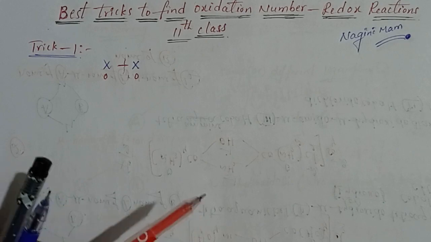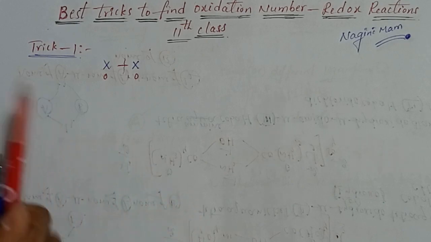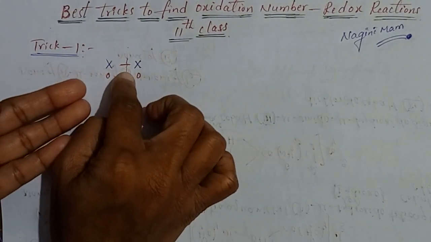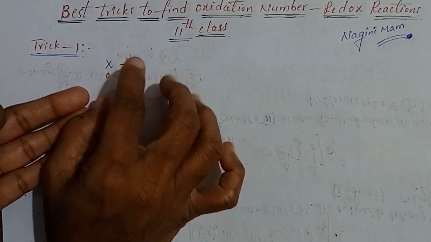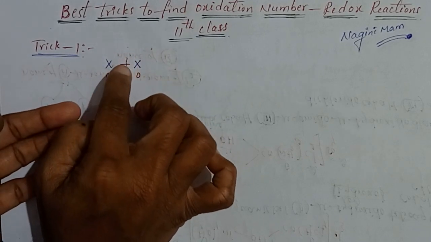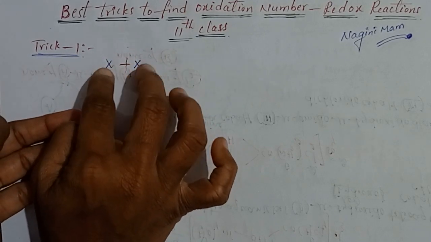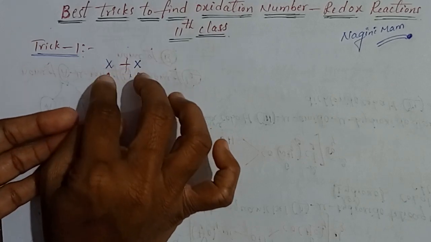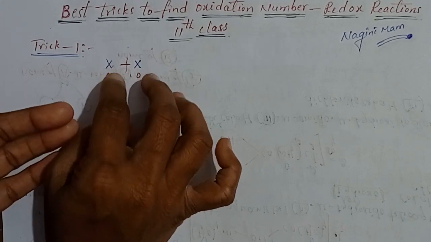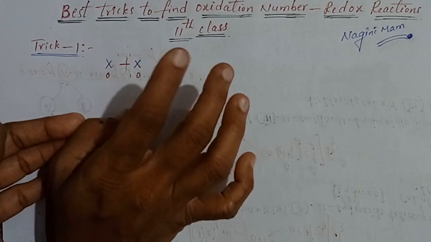Between the same elements, if a single bond is present and you break this bond, they will get the oxidation state 0. Are you clear? Oxidation state is 0.